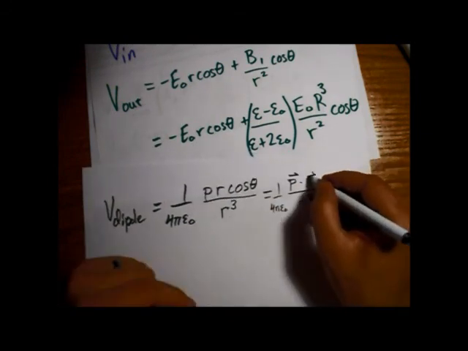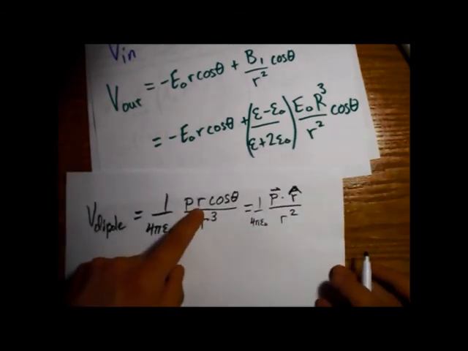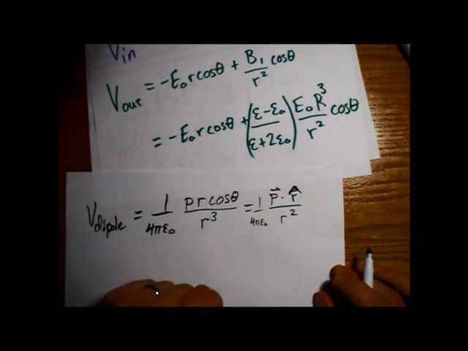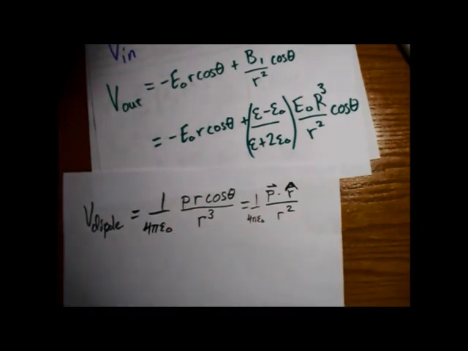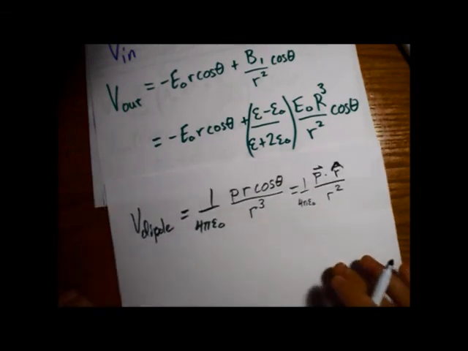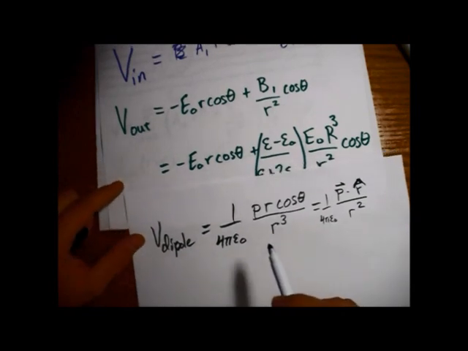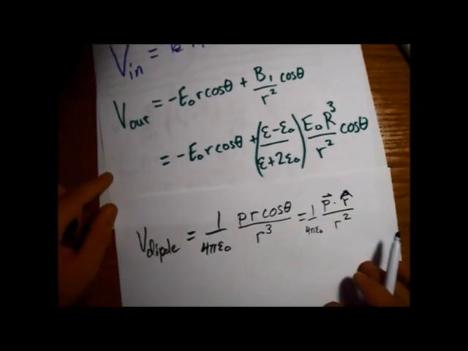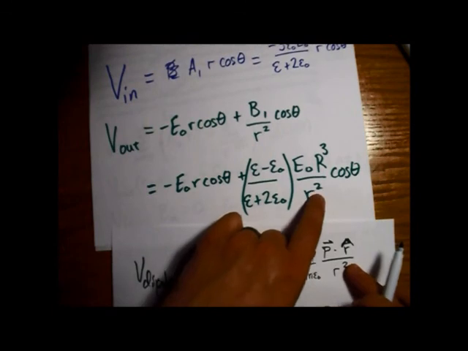Oh, this is what I meant to say, was an r hat right here, okay? So this extra r on top and r on the bottom, that's how we got this r hat thing. Okay, I think I wrote that right. Okay, so now we are looking at the outside here, okay? And so here's our potential here on the outside.